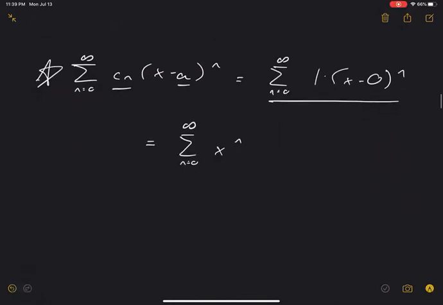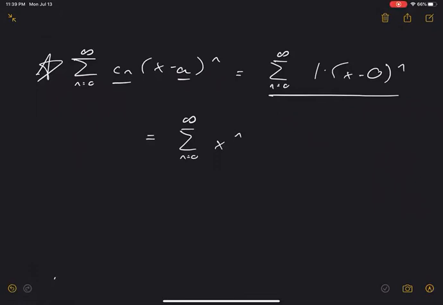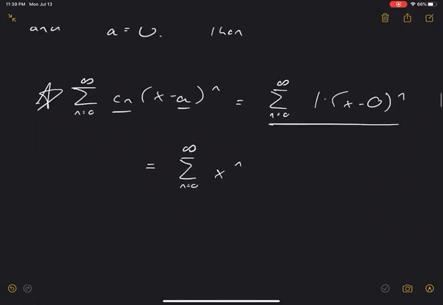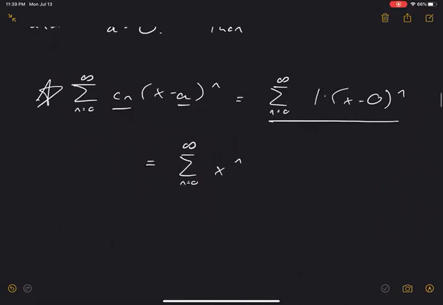Let's look at this specific power series and ask ourselves, does it converge? And if it converges, does it converge for all x? Does it only converge for some x? Does it converge for no x's? These are the type of questions we're asking.